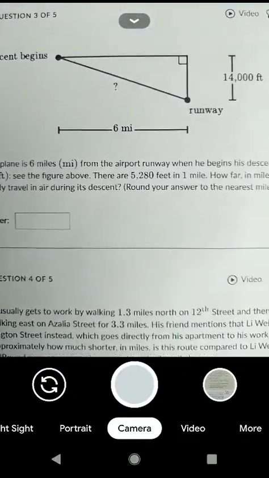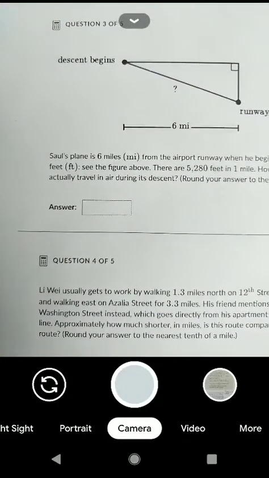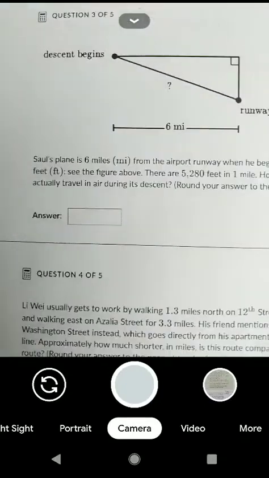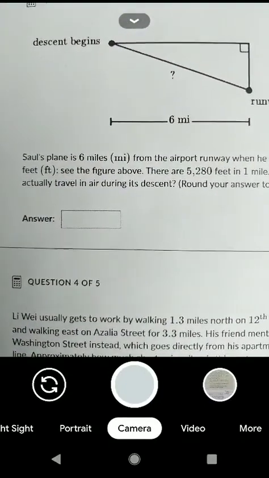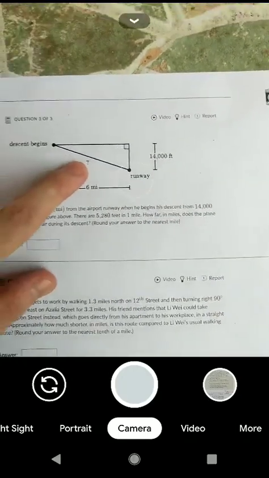Saul's plane is 6 miles from the airport runway when he begins his descent from 14,000 feet. See the figure above. There are 5,280 feet in 1 mile. How far in miles does the plane actually travel in the air during its descent? Round your answer to the nearest mile. Once again, they're asking for a hypotenuse.